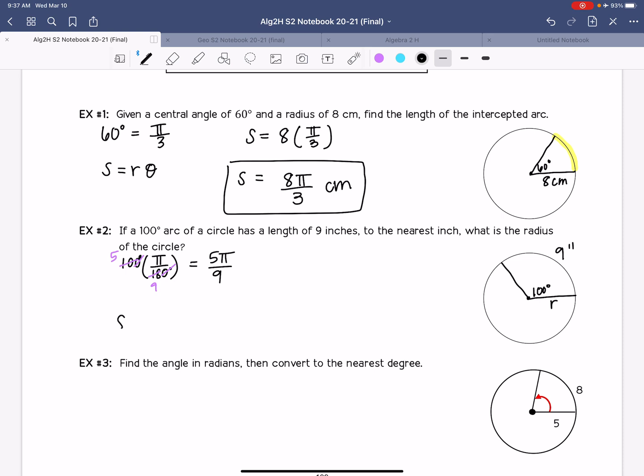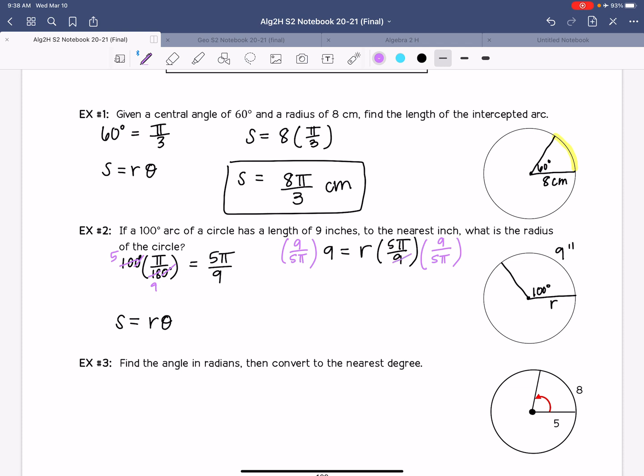Now we're going to plug into the formula S equals R theta. This time I know S, I don't know R. S is 9, so we plug in 9. R, don't know, leave it as R. Theta, 5 pi over 9. We want to get R by itself. Right now it's being multiplied by 5 pi over 9. To undo it, we multiply by its reciprocal, which is 9 over 5 pi. So we multiply both sides by 9 over 5 pi.